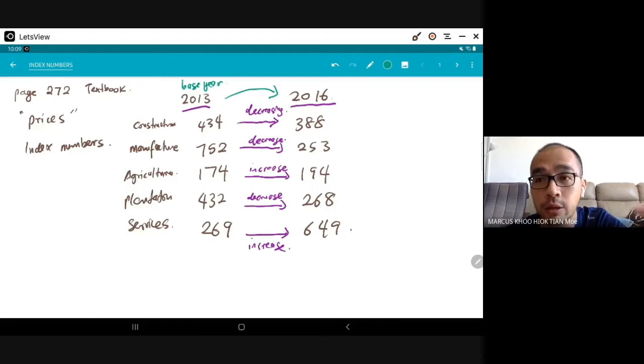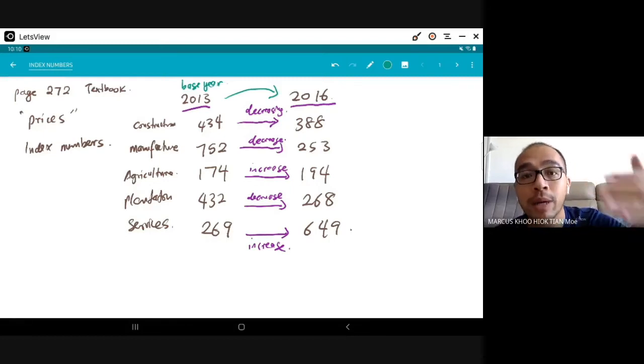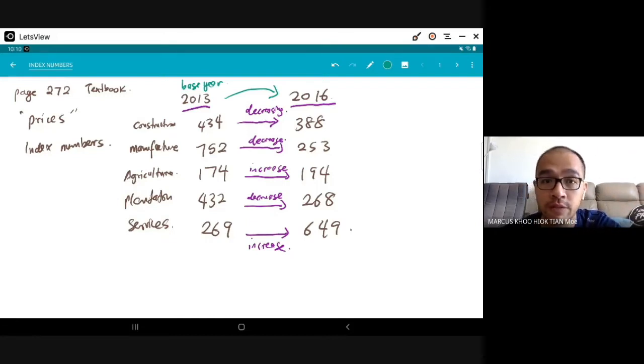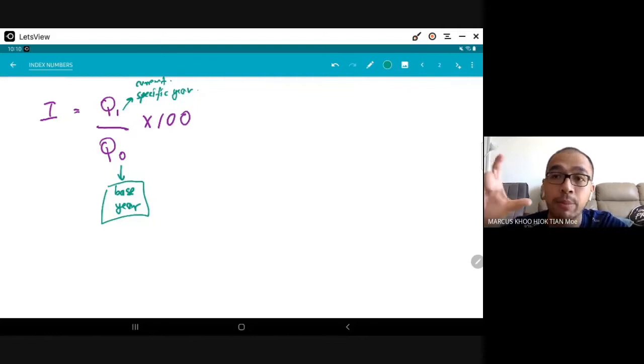I don't just want to know that it decreased. I want to know how many percent it has decreased. Itu yang saya mau tahu. Berapa peratus dia berkurang? Berapa peratus dia meningkat? That's what I want to know. So we use this formula. This is the current year, 2016. So the formula is the number in the current year over the number in the base year, then we times it by 100.